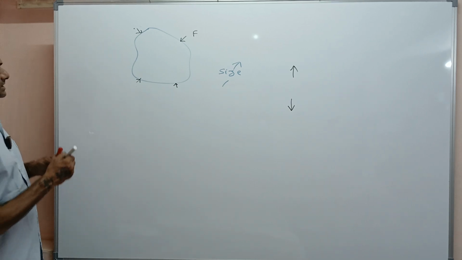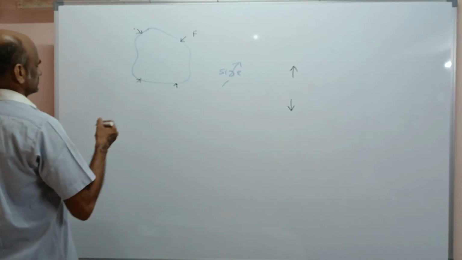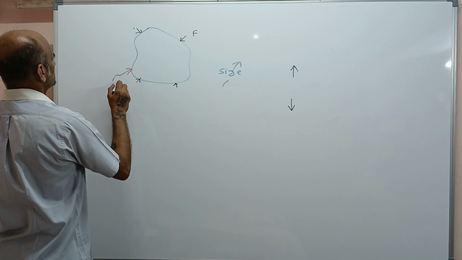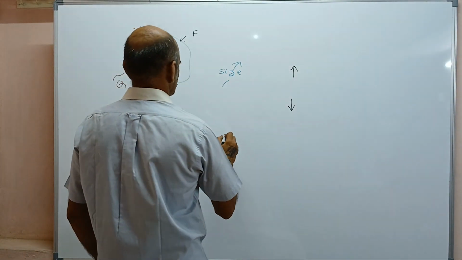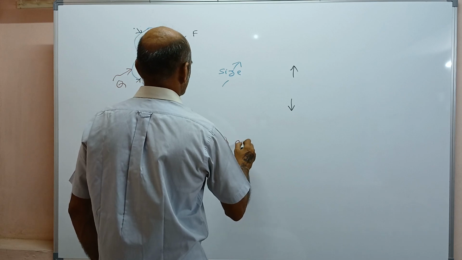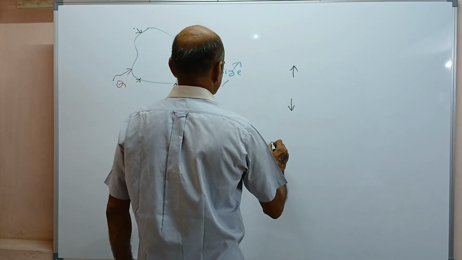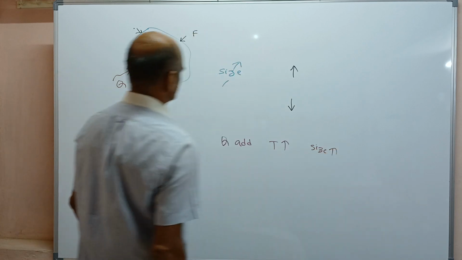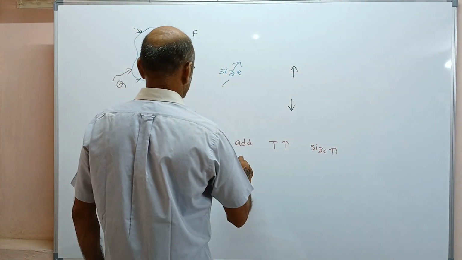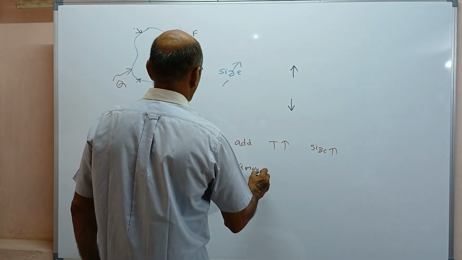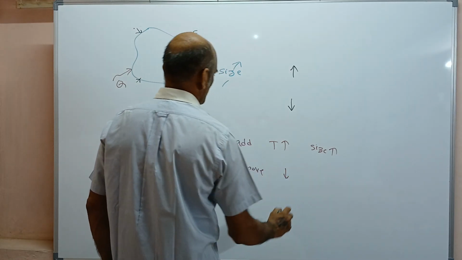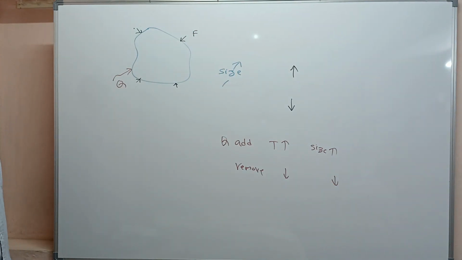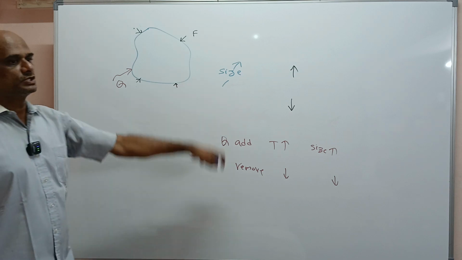So if I supply heat to the object, temperature will go up. So heat, if I add to the object, then the temperature will go up and size will increase. If I remove heat, that is cool the object, then the temperature will go down and the size will also go down. So if both these effects are simultaneously present, then the change in size will be the sum of these two effects.